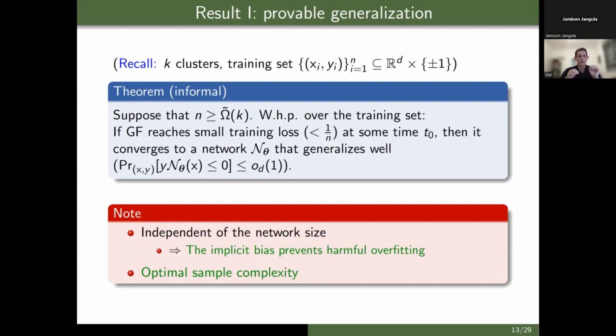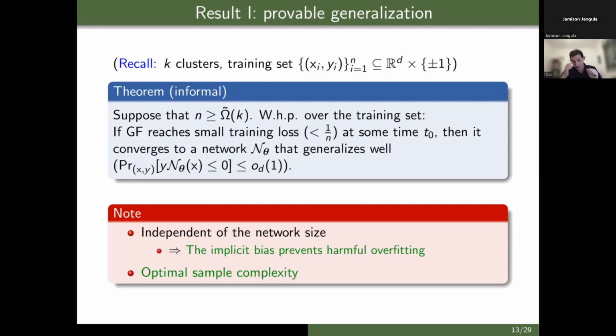And also note that the sample complexity requirement in the theorem is that the number n of examples is larger than the number of clusters. And this sample complexity is optimal up to log factors because if we do not see an example from some cluster, then we cannot predict the label of this cluster. And therefore, we cannot hope to generalize well if we have fewer examples than clusters.